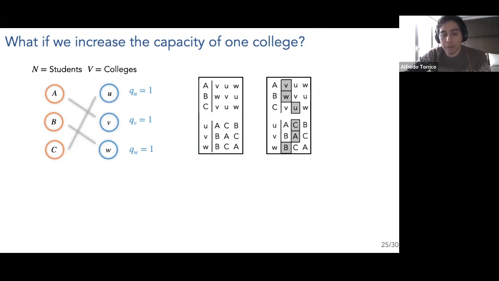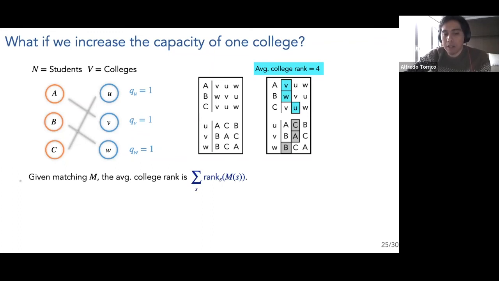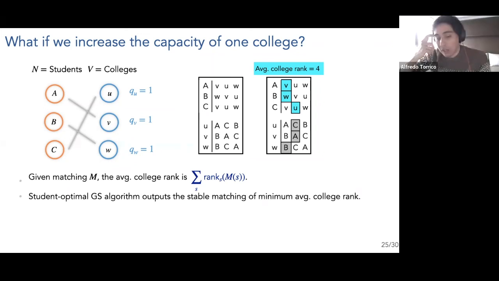Okay. So let me formalize that. Given a matching M, we're going to define the average college rank as the sum of the ranks of the universities that the students were allocated. The average college rank in this example is 4. I'm not dividing by the number of students, because A is allocated to the first choice, B is allocated to the first option, and C is allocated to the second option, which finally is 4. Okay. So the Gale-Shapley algorithm can be tailored to give you the best stable matching for students, and that corresponds to the stable matching that minimizes the average college rank. Okay.